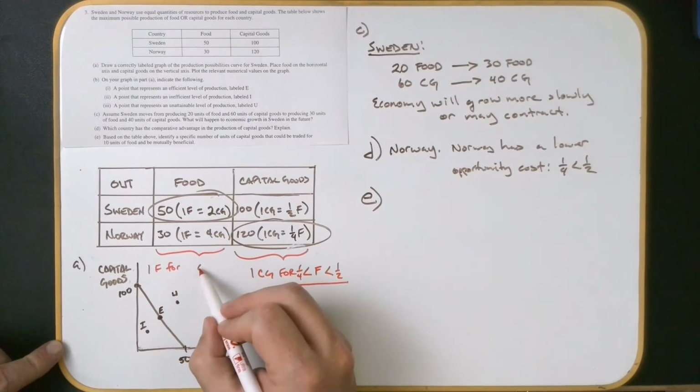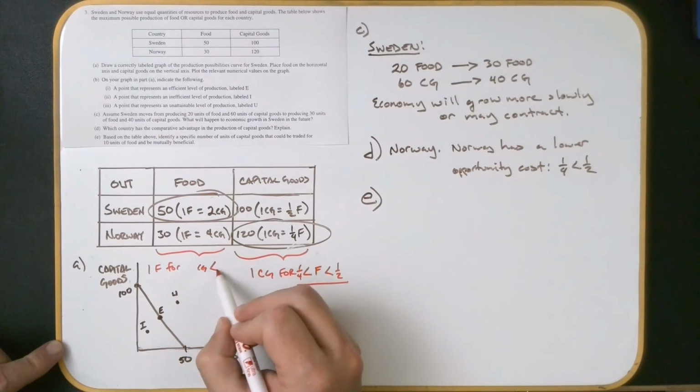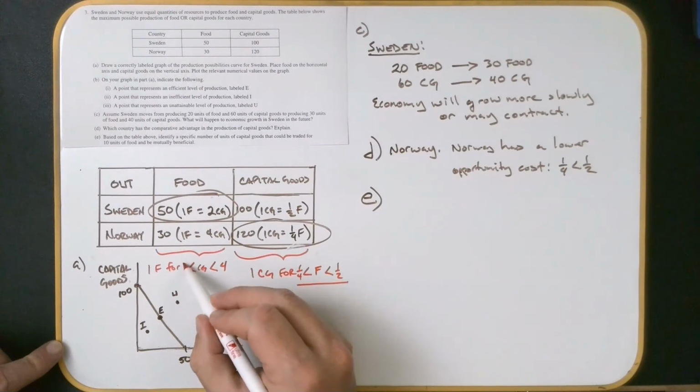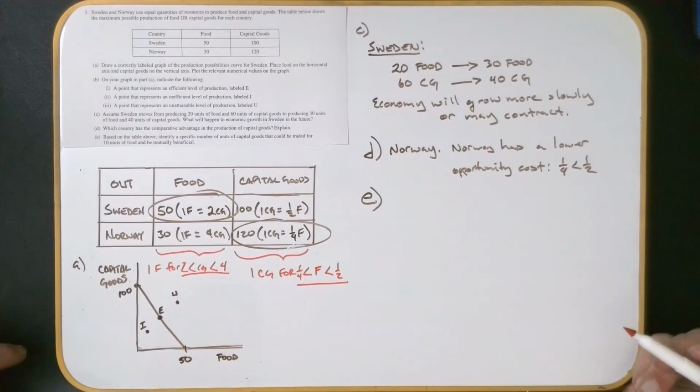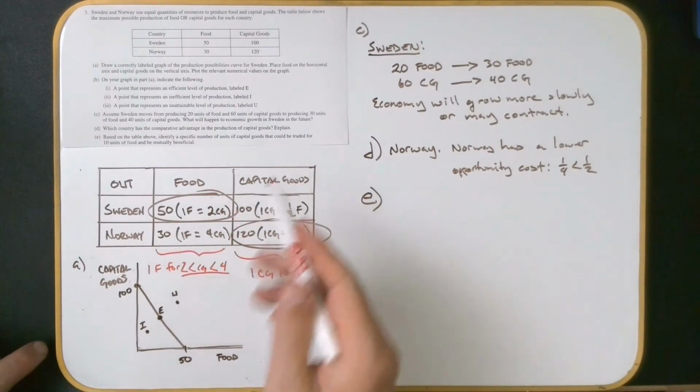So I'm going to say a capital good that was less than 4 but greater than 2. Okay, and so I'm looking to go in between. All right, so on this particular question, they don't make this very easy.